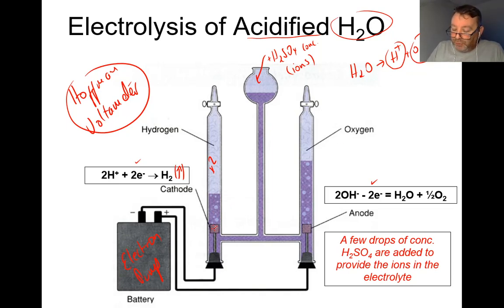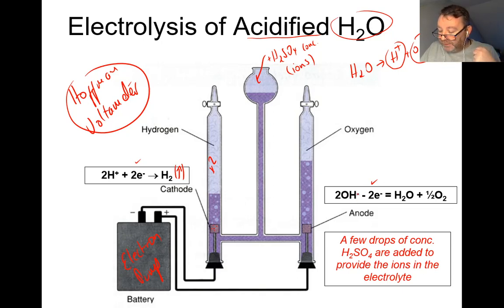The negative cathode has free electrons on its surface, so the H+ comes over here, picks up electrons, and the minimum number of electrons it picks up is 2. Because don't forget, elemental hydrogen is H2. So 2 H+ pick up 2 electrons and become elemental hydrogen. On the other side, 2 OH- surrender 2 electrons.